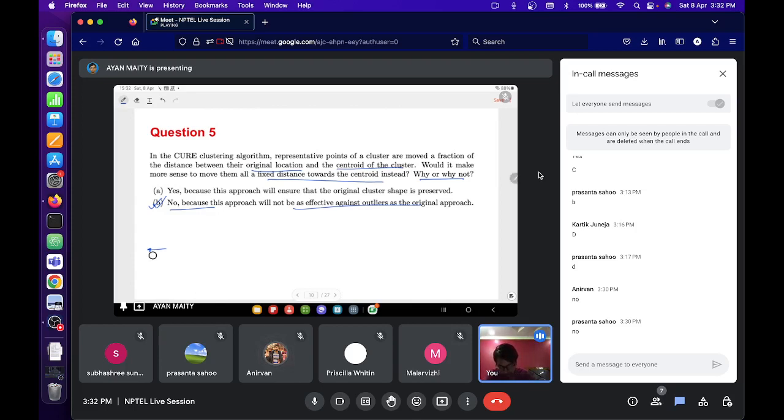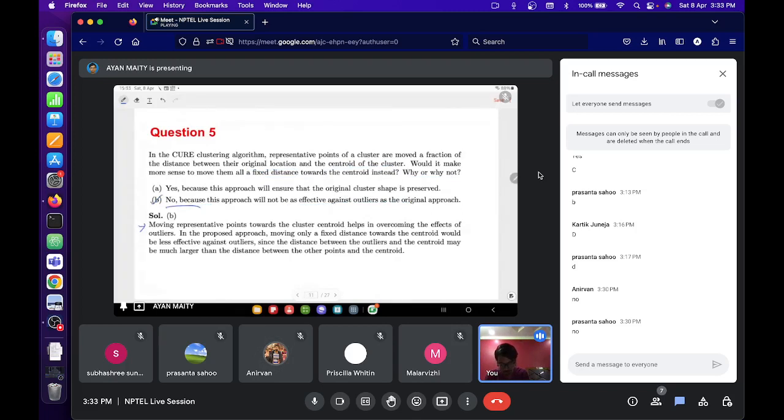So that's why option B would be the correct answer. The detailed solution is given here: moving representative points towards the cluster centroid helps in overcoming the effects of outliers.